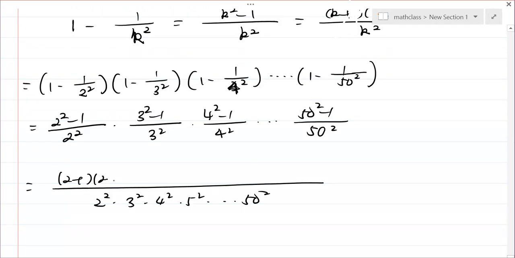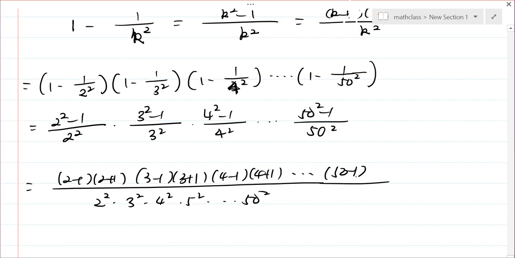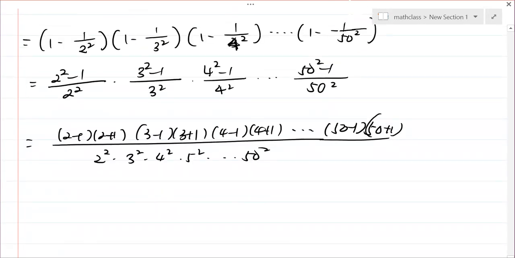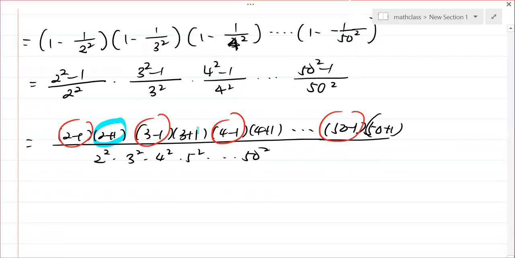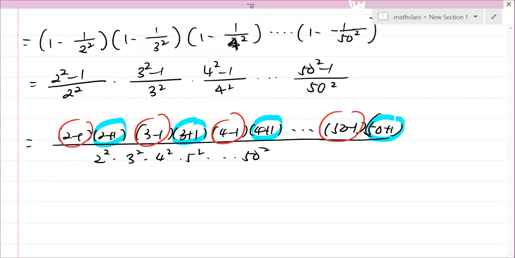2 minus 1, 2 plus 1. Okay, 3 minus 1, 3 plus 1. 4 minus 1, 4 plus 1. 50 minus 1, 50 plus 1. Okay, then I think you're almost done. What I'm going to do is put those together first. I change the different colors. So then those will be put together. Okay, then you can solve the problem.